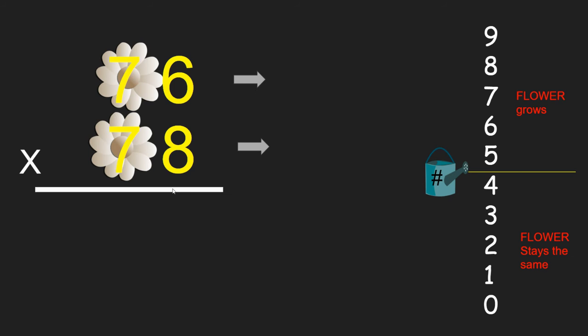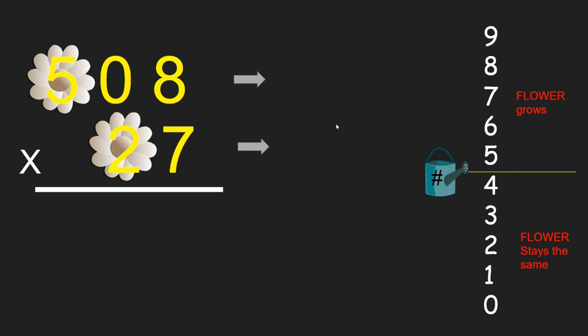Number 2, 76 times 78. Go ahead, round both numbers, put your answers to the side by the arrows, take your calculator and solve. Number 3, 508 times 27. Round it, take your calculator, solve.